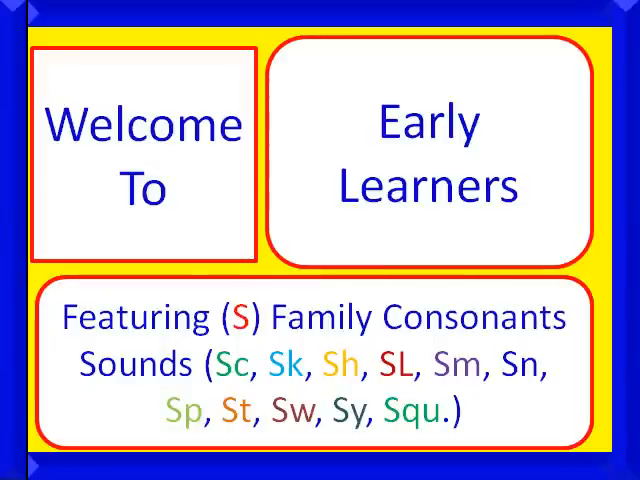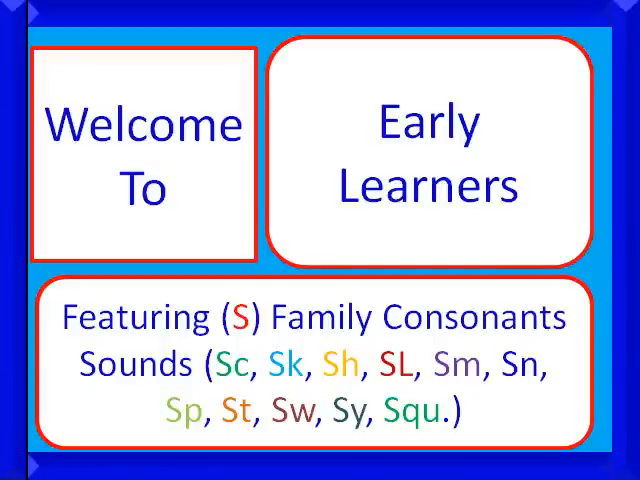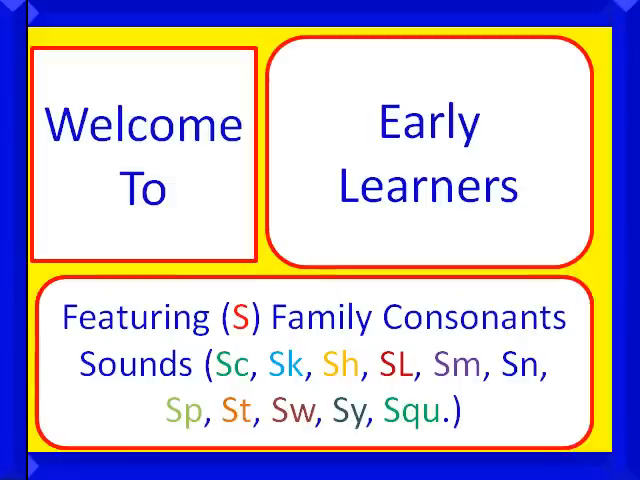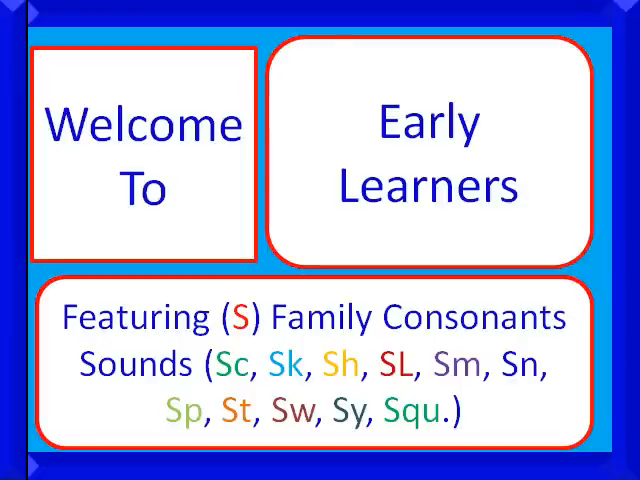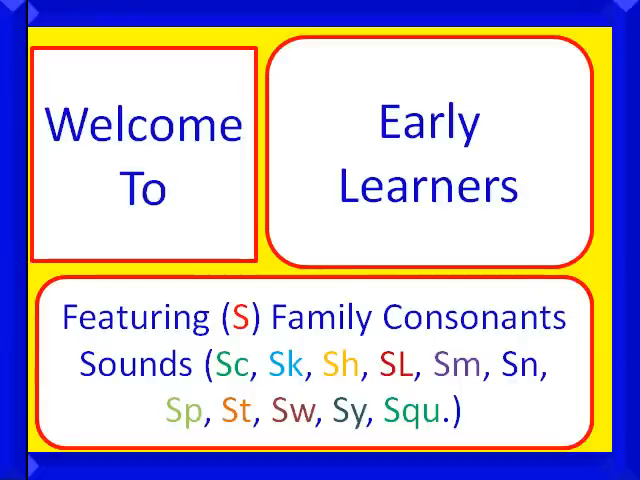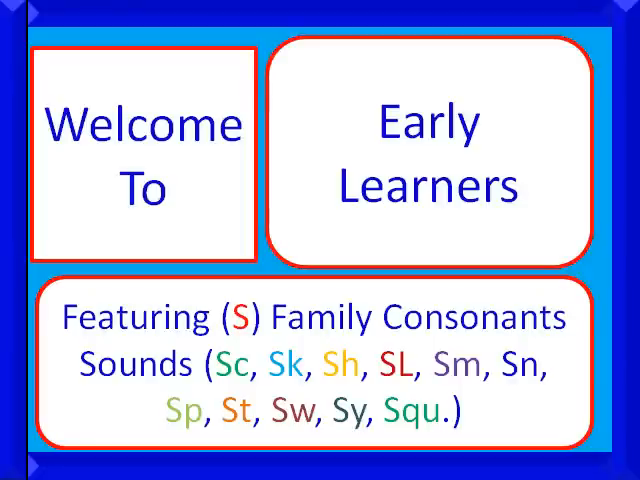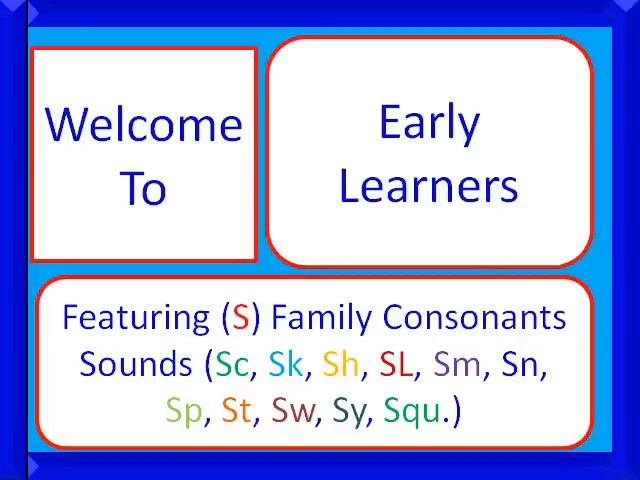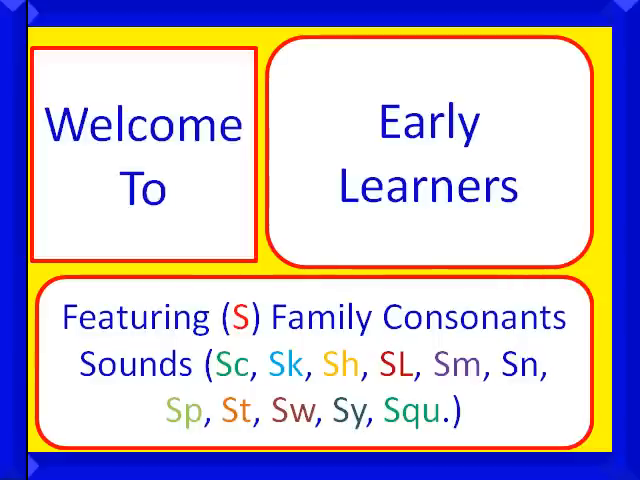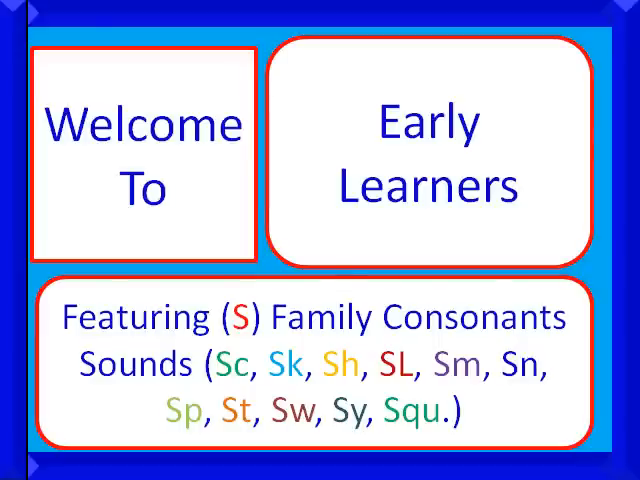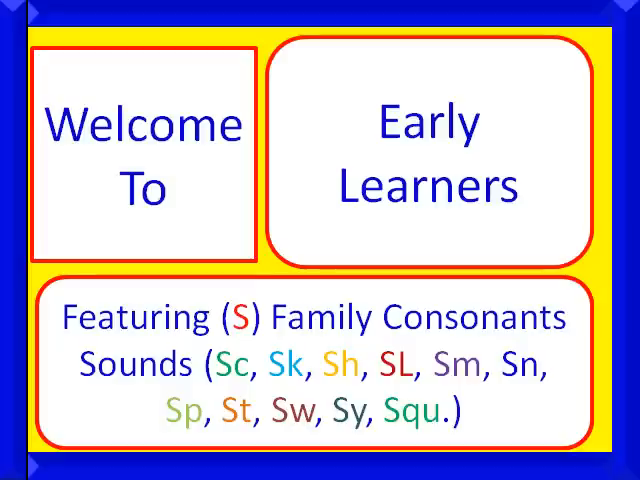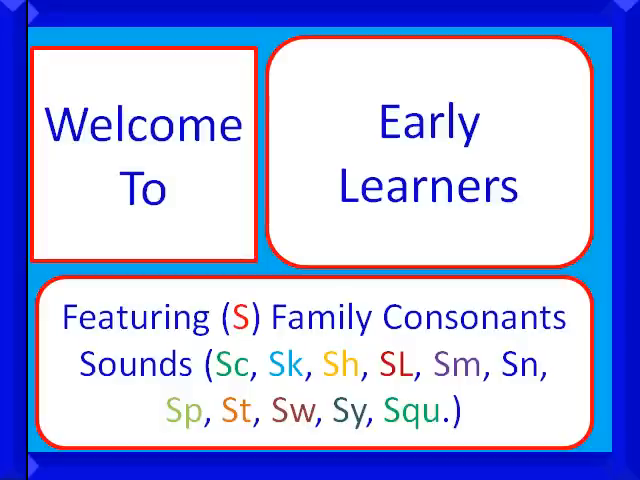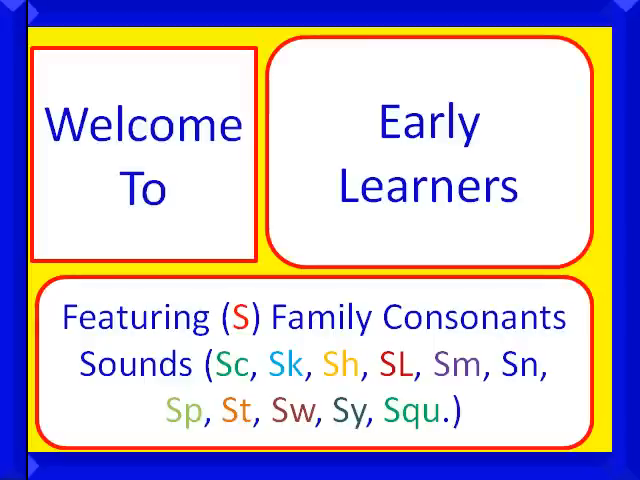Welcome to Early Learns, featuring S family consonant sounds: SC, SK sounds like sk, SH sounds like sh, SL sounds like sl, SM sounds like sm, SN sounds like sn, SP, ST, SW, SI, SY, SQ, squa.